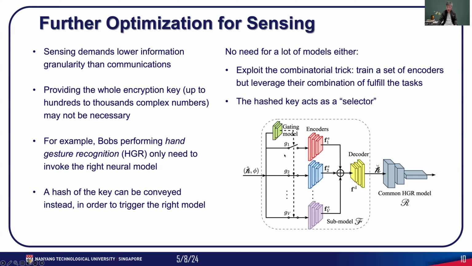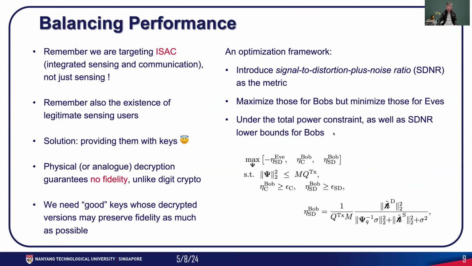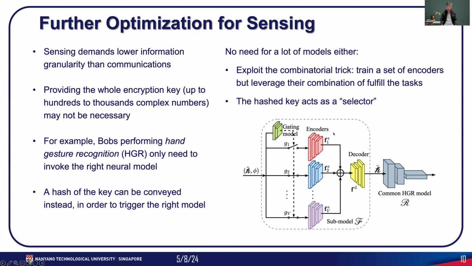Basically, what we do is allow each sensing user to train a so-called dynamic network. This dynamic network is formed by a combinatorial combination of different encoders, in order to handle different encryption keys.